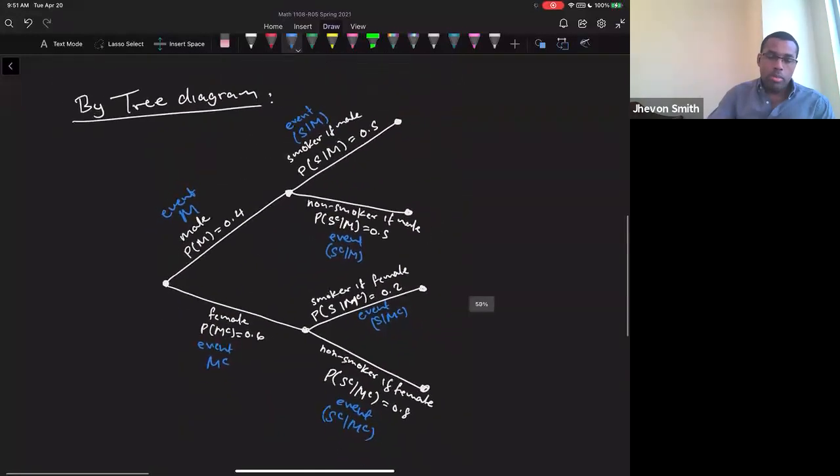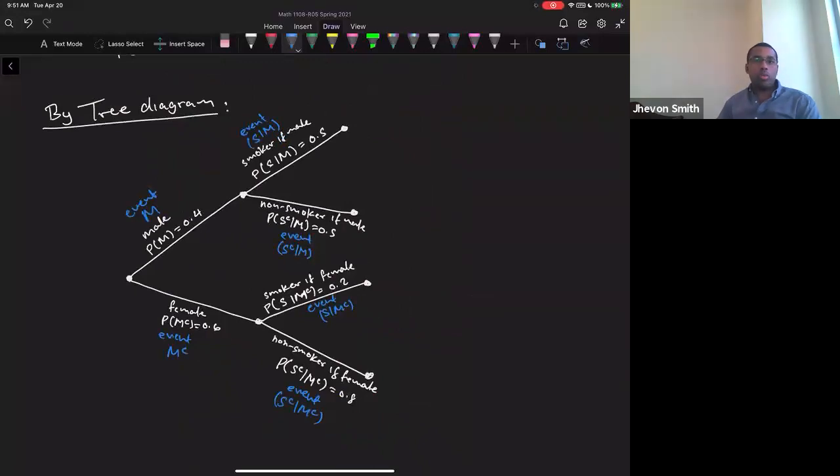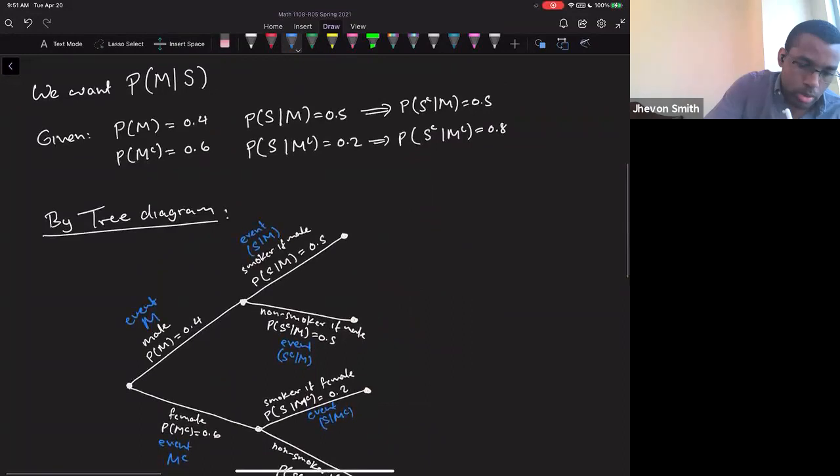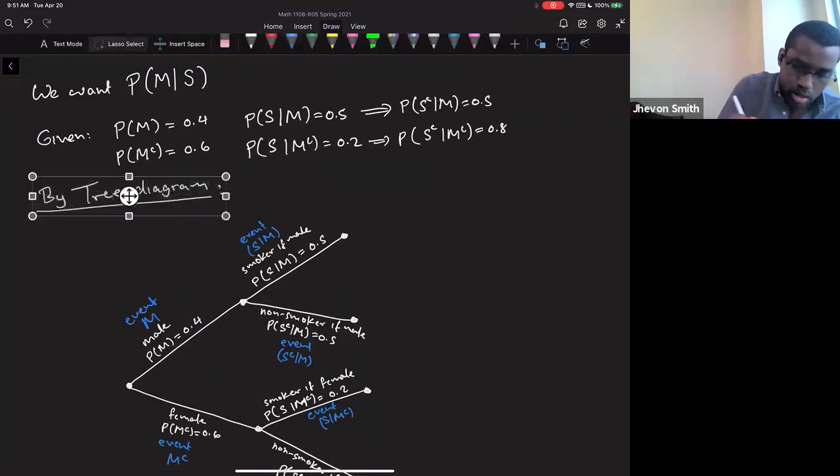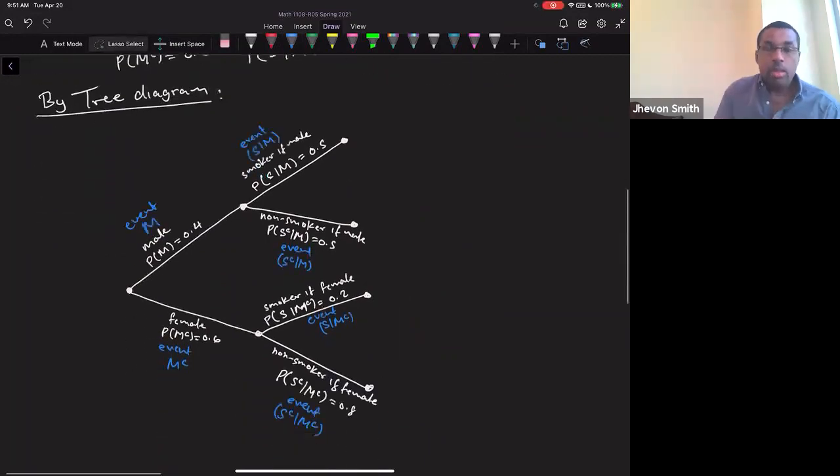Okay, so that would be what the tree diagram would look like. We would break it into male and female, and then smoker and non-smoker. That's how the question was presented. Okay, so that is that.